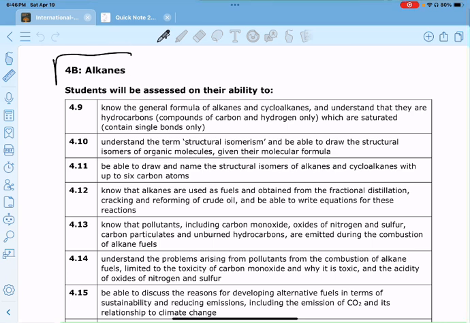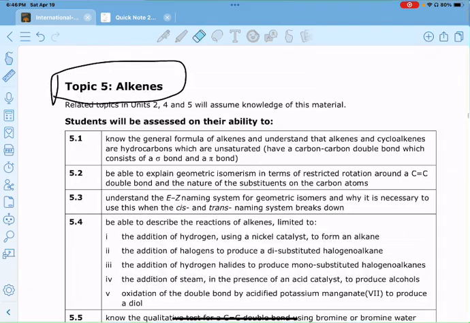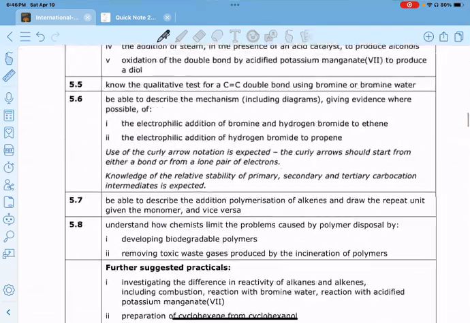Today we'll be looking at 4B. This is the second last video, and then the last video is alkenes, okay? And then we'll be done with Unit 1, okay?